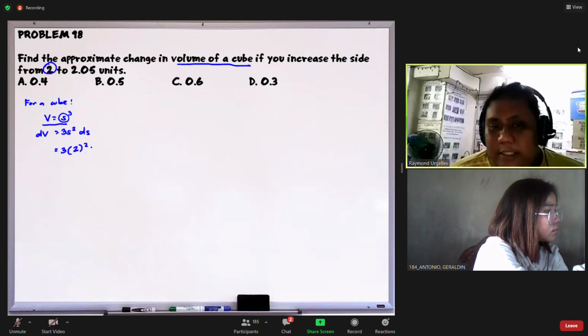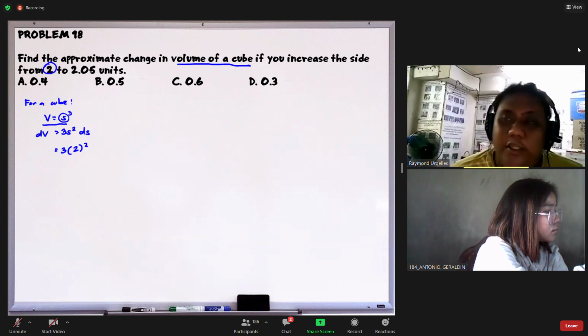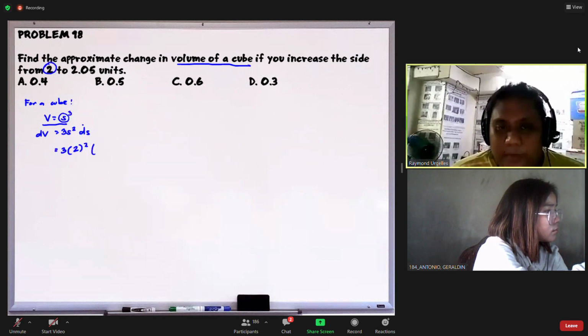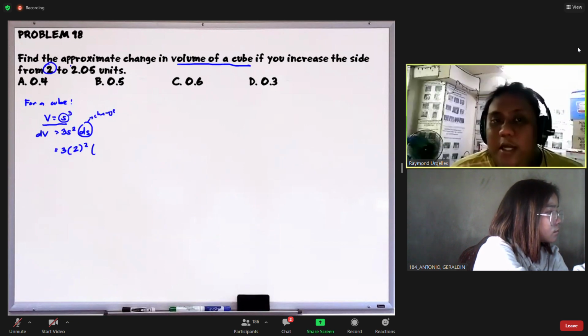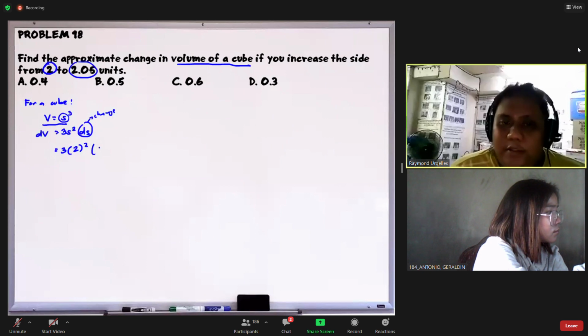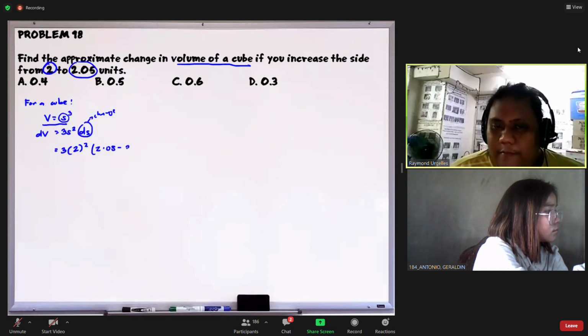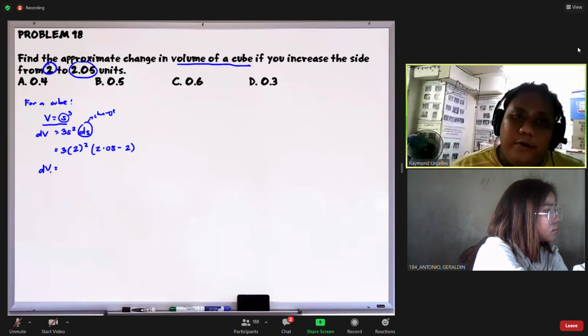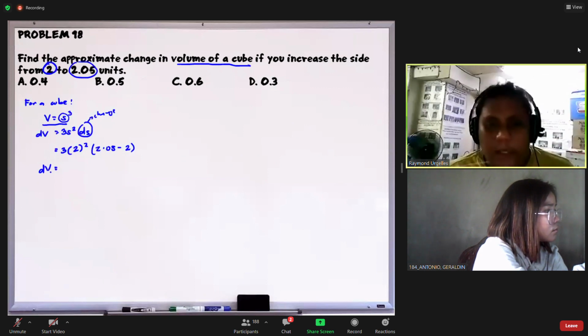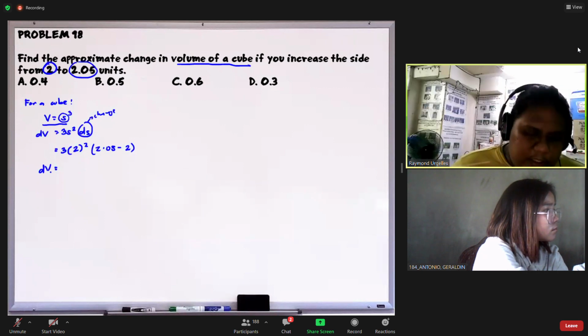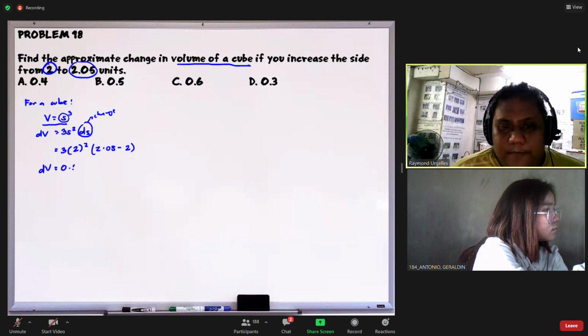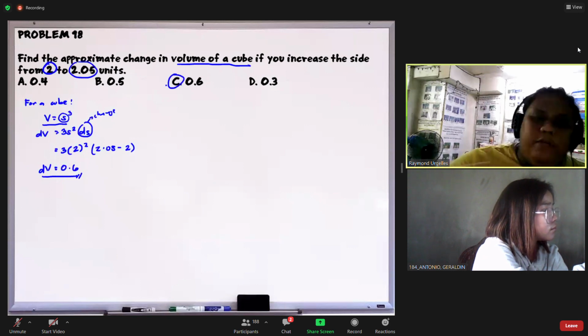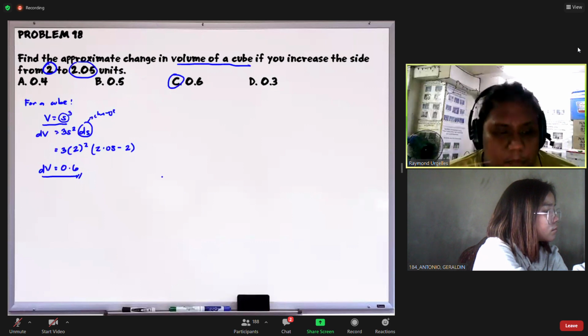Then yung ds natin dito is the change in the value of side. This is a change, so this is final minus initial. Ito yung final, ito yung initial. Therefore, that's 2.05 minus 2. So this is our differential volume or the approximate change in the volume. Pag sinolve natin yan, you will get 0.6. Therefore, the answer is letter C. Any questions para dito? Okay.